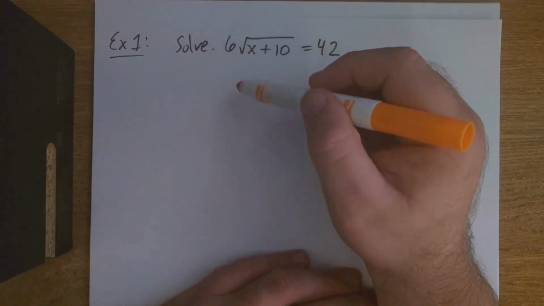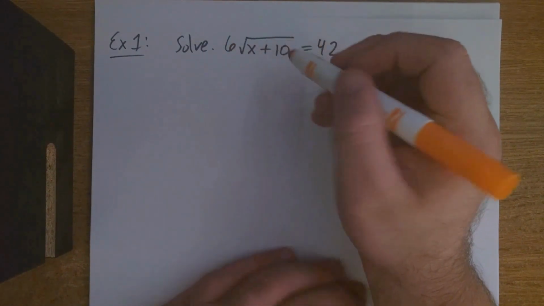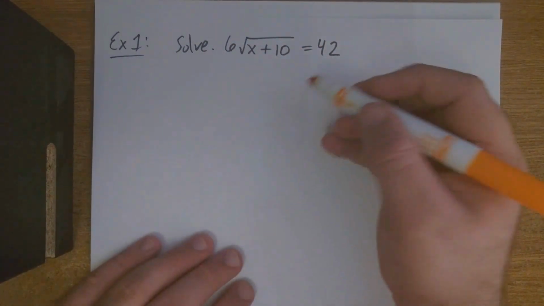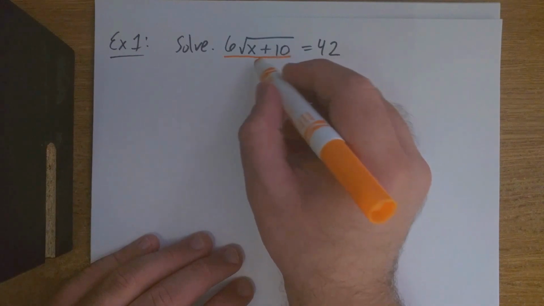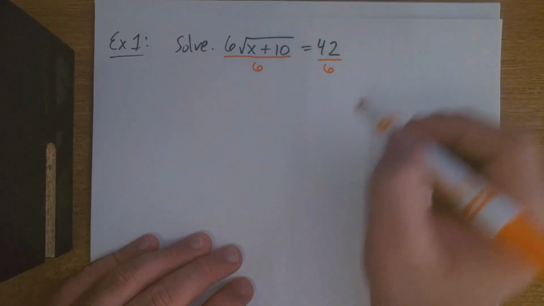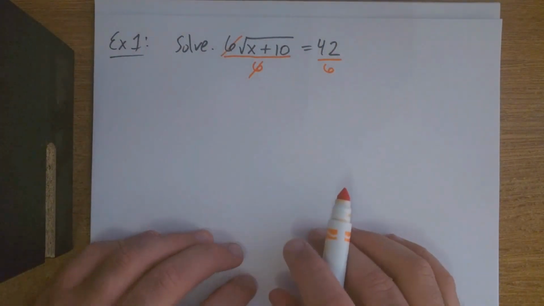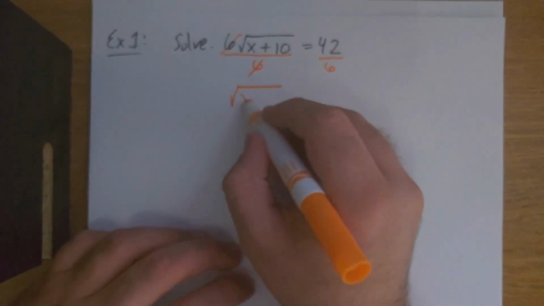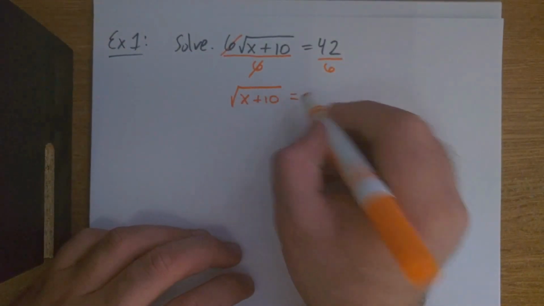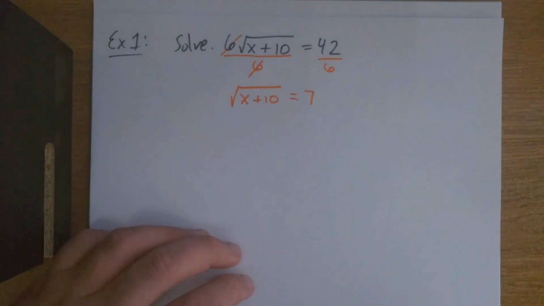So we need the 6 to go away. You think of this as 6 times the radical. So I'm going to divide both sides by 6, so that these cancel out. I'm left with the square root of x plus 10. 42 divided by 6 is 7.